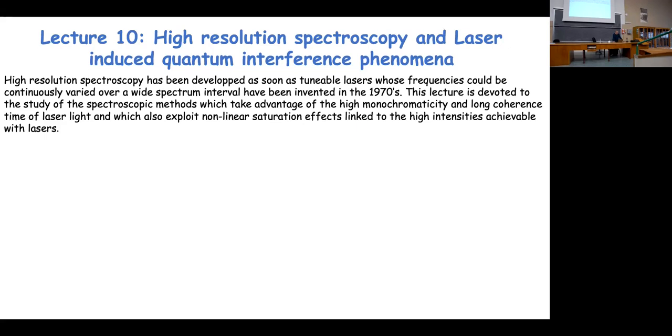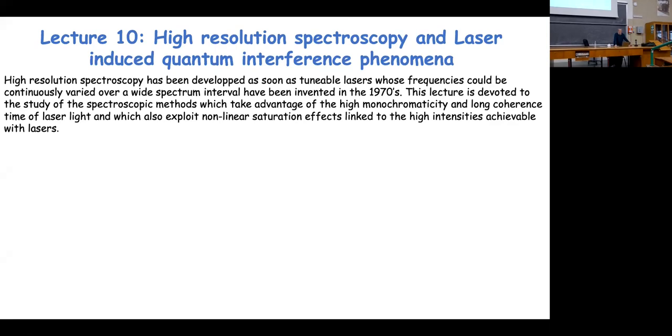to take advantage of the high monochromaticity, long coherence time, and also the possibility to observe nonlinear effects related to the high intensity available with laser light. And so these techniques, one of them is called saturation spectroscopy. The other one is called two-photon spectroscopy. They have allowed us to reach a very high resolution, as we will see.